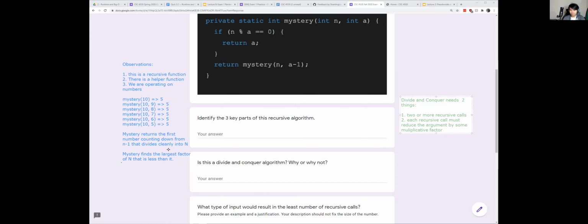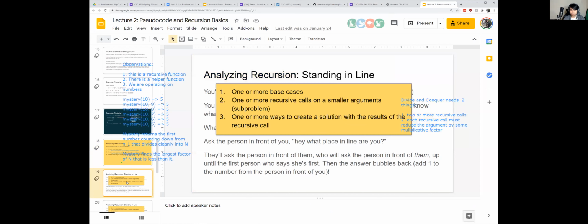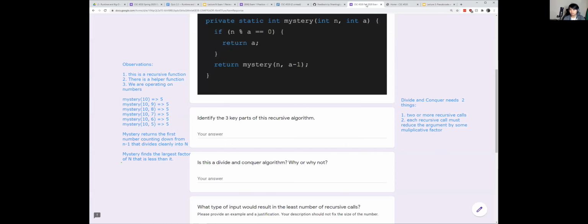Someone asked, what is an example of an algorithm with the 3rd part of recursion? That's a great question. There are some examples in the lecture here. For example, when we're standing in line, if you add 1 to the number of the person in front of you, that is creating a solution given the solution from the smaller problem. There are more examples in the slides, and you can check them out and ask on Piazza for recovery points on the quiz, right? So these are great questions to ask on Piazza, and we'll be happy to help you out.